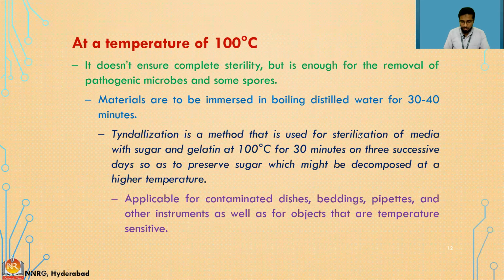Tyndallization is a method used for sterilization of media with sugar and gelatin at 100 degrees for 30 minutes. That means the nutrient medium that we prepare for culturing microorganisms has to be heated at 100 degrees centigrade for 30 minutes, for 3 successive days, so as to preserve sugar which might be decomposed at high temperature. Sugar molecules are present in the nutrient media because sugar is glucose. Glucose provides energy for the bacteria to grow. If that sugar is absent, the microorganism cannot grow. So it is not heated at higher temperatures, so that sugar does not get decomposed. It is applicable for contaminated dishes, beddings, pipettes, and other instruments, as well as for objects that are temperature sensitive.